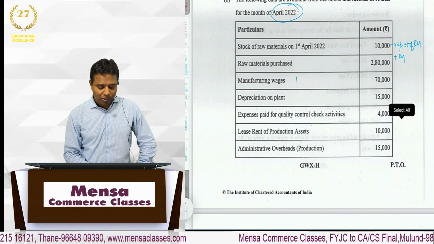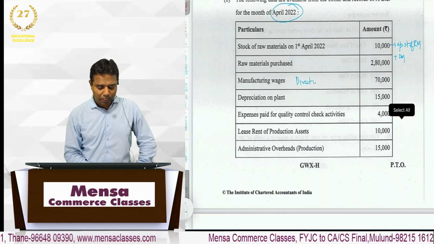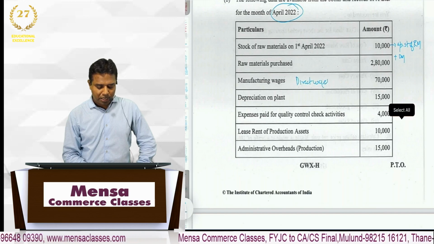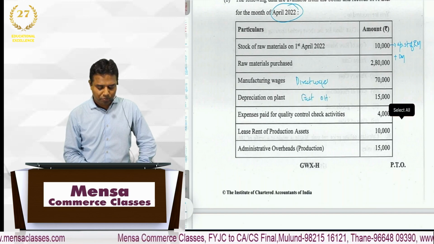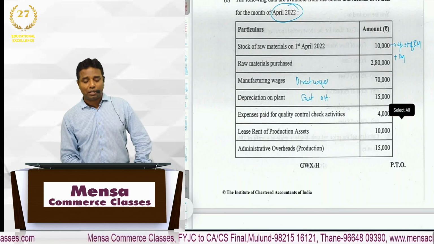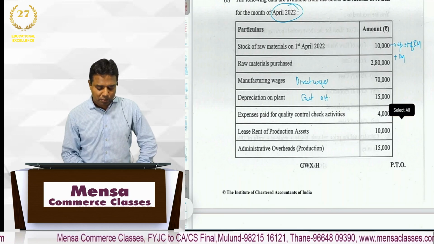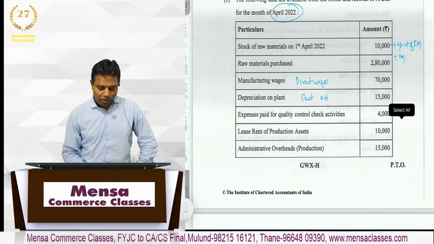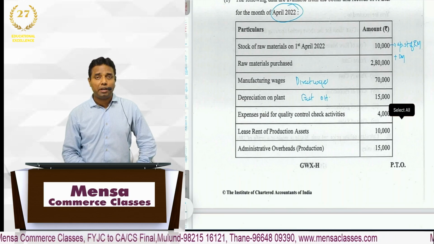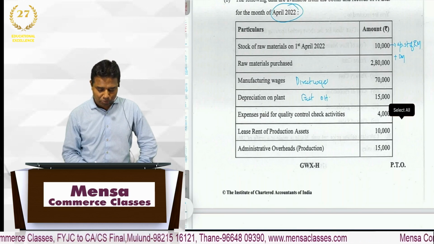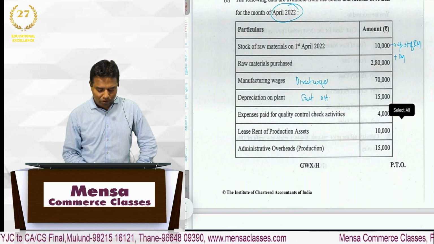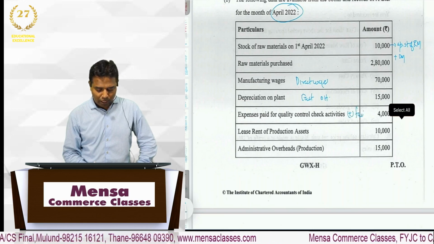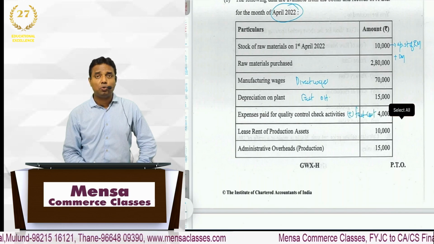Then manufacturing wages is same as your direct wages. Then depreciation on plant, this will form a part of factory overheads. Then expenses paid for quality control check activities, you are supposed to do it. So this will be forming a part of, matlab you will add to your factory cost. Below factory cost you will add it.